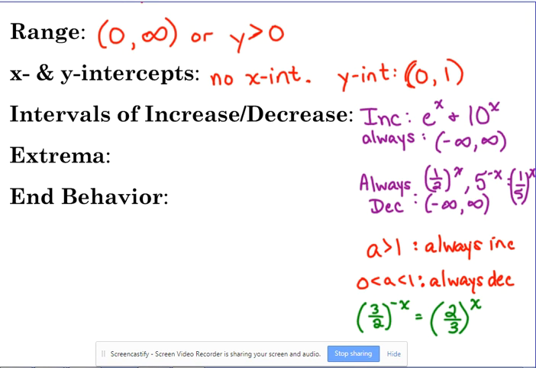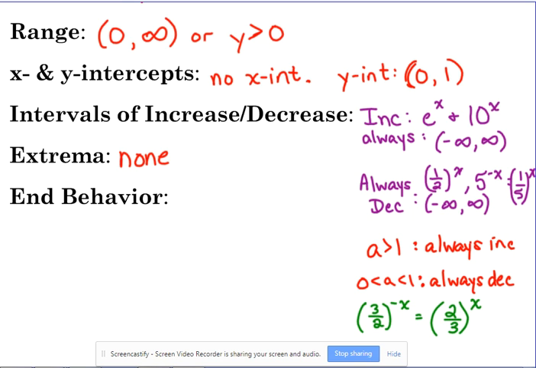Okay, so if we're always increasing or always decreasing, do we have any extrema, any maximums or minimums? No, we don't, okay? Because remember, maximums and minimums are created when you change from increasing to decreasing. So if they never change, then you don't have a maximum or minimum, okay? Now our end behavior, okay?